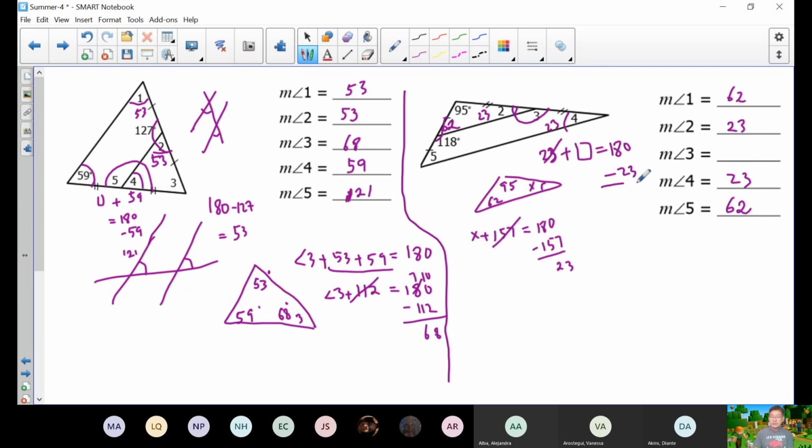Subtract. 157, which is angle 3. Is using right corresponding angle and straight angle and triangle angle inner angle sum, right? We get the numbers.